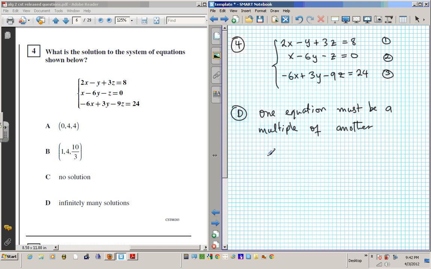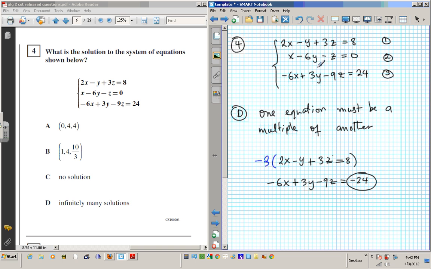I'm going to multiply equation 1 by negative 3. And if I get equation 3, that means that we have infinitely many solutions, okay? So let's test it out and see. If that doesn't work, then we have to go check other options. All right, distribute everything. I'm going to have negative 6x plus 3y minus 9z equals negative 24. Okay. Oh wow, that was close. This matches, this matches, this matches. Oh man, this doesn't match.